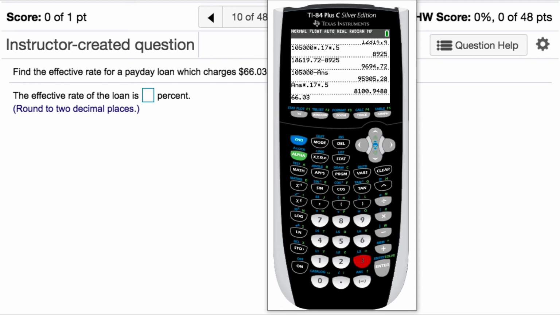$66.03. That's every 2 weeks, right? If we wanted to, we could divide it by 2 to figure out how much you'd be charged per week and multiply by 52. Or a little more simply, how many 2-week periods are there in a year? That's 26. So we can just multiply this by 26. If you're charged $66.03 every 2 weeks, then for a year, to borrow that, you'd be charged $1,716.78.